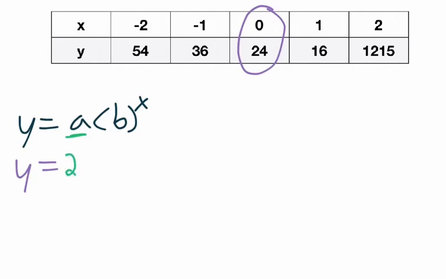I'll do that in green. So we know we have a 24 for our y value, our a. And the b is going to be our constant, like what are we multiplying by each time as we do this? Okay, well, a little tricky. Let's see if we can find this real fast. This is one of those that's not super evident. We started at 54, we got to 36, we're going to 24, we're going down. What's happening here? We're actually decreasing.